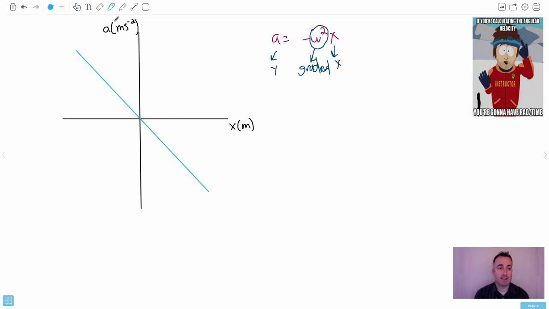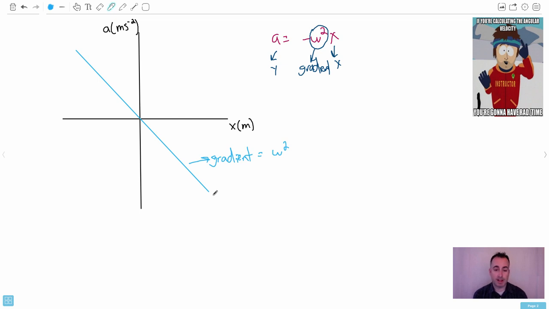But don't forget, we can go one step further. We can say that the gradient, this is really important, the gradient equals omega squared. So if you take a graph, for example, and you're asked to find the gradient, I've seen them ask that, especially on paper two before, then what you do is you take the gradient and set that equal to omega squared.